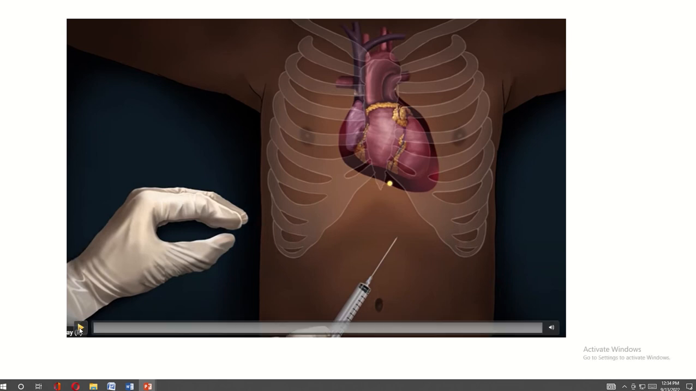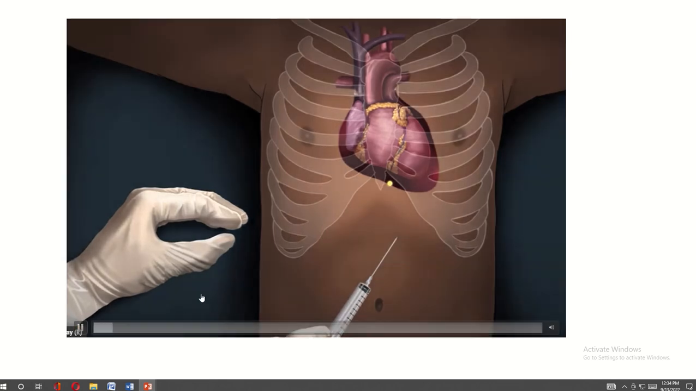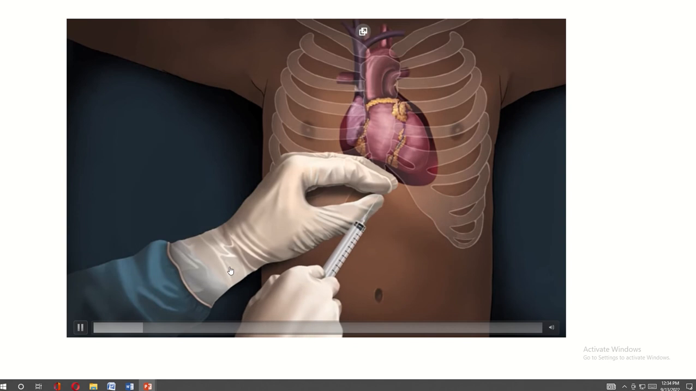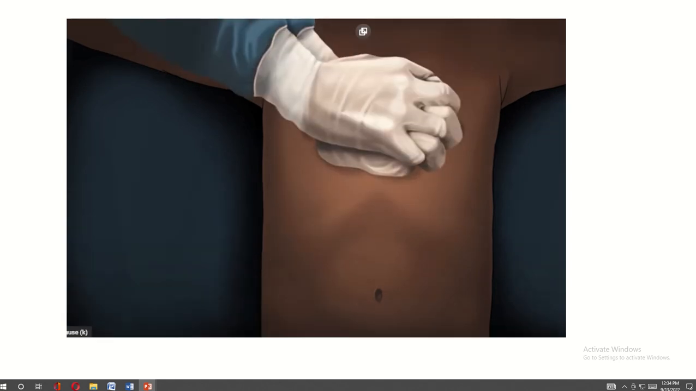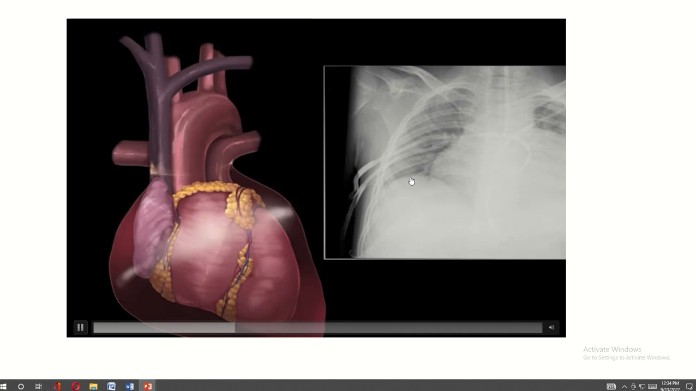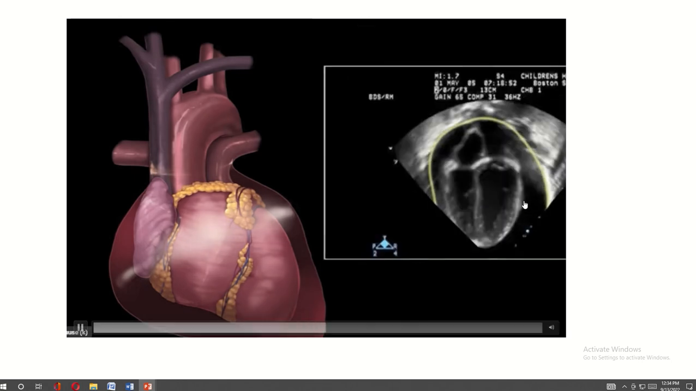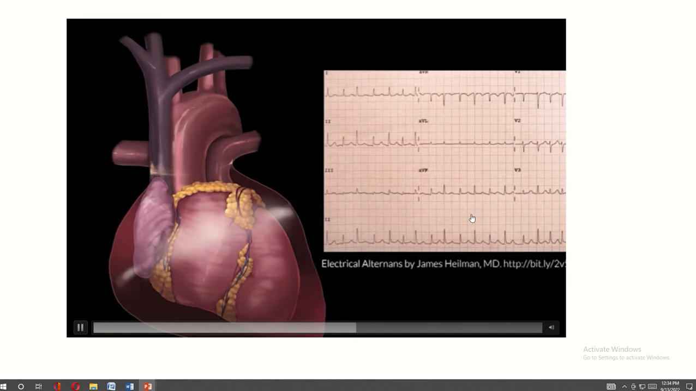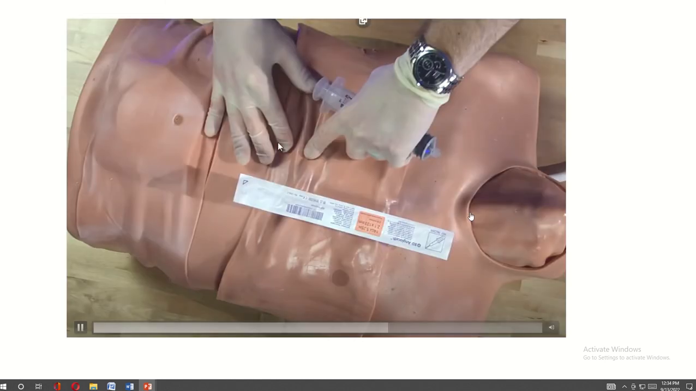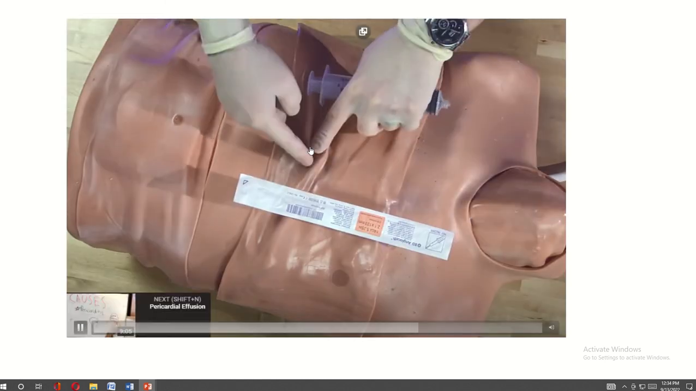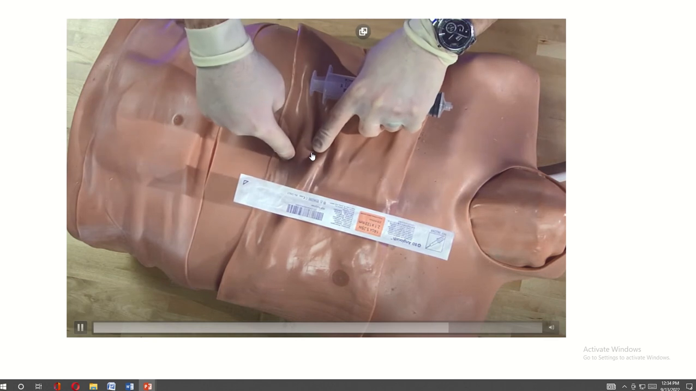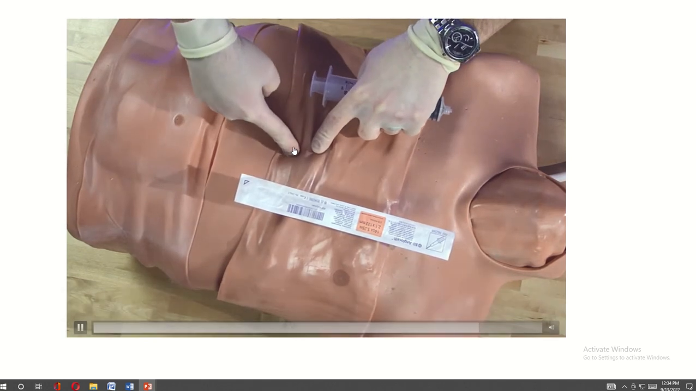So there is a video. Subxiphoid approach. This is the pericardial effusion, pericardial fluid, identified. Xiphoid process.